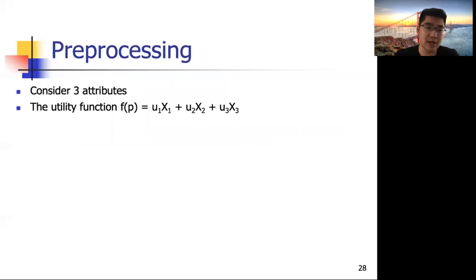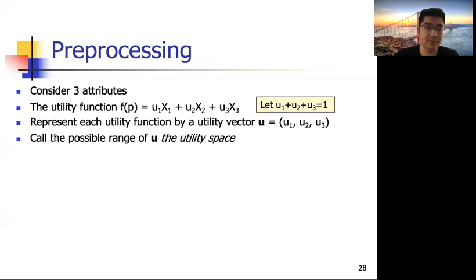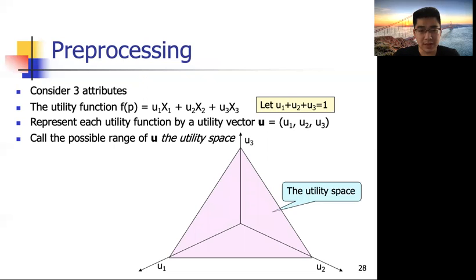Consider 3 attributes. The utility function can be represented in this way. For simplicity, we represent each utility function by a utility vector, U1, U2, U3. Without loss of generality, let us assume U1 plus U2 plus U3 is equal to 1. We call the possible range of the utility vector the utility space. As we can see in this figure, we can draw the utility space. This pink range, this pink triangle, is the utility space.